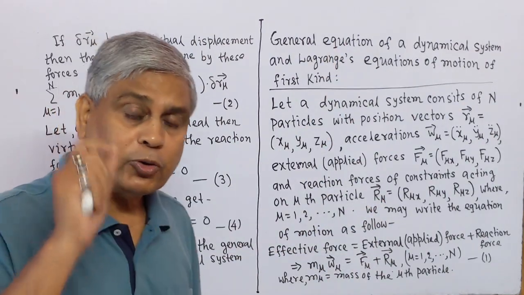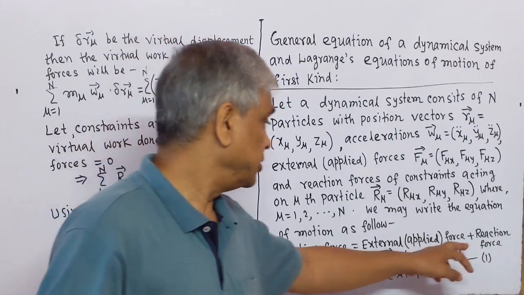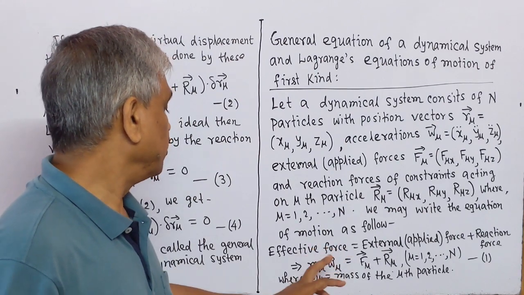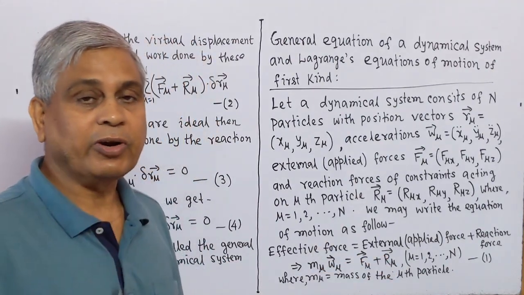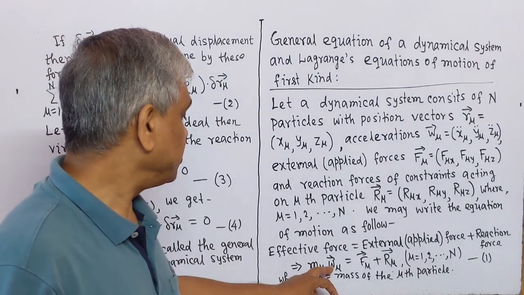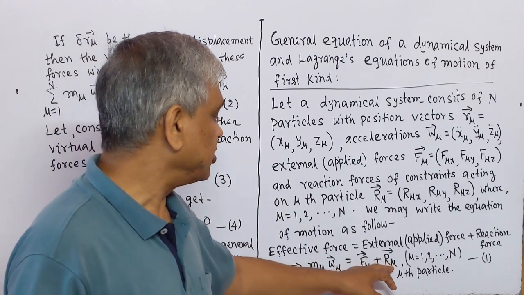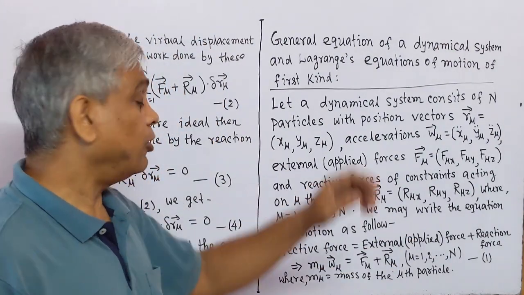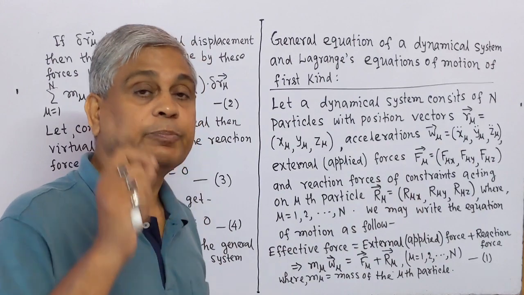Since the effective force equals the external applied force plus the reaction force, we may write this mathematically: m_mu w_mu equals f_mu plus r_mu, where mu equals 1, 2, ..., n. Here this is the effective force, this is the external applied force, and this is the reaction force of constraints acting on the mu-th particle, where m_mu is the mass of the mu-th particle.